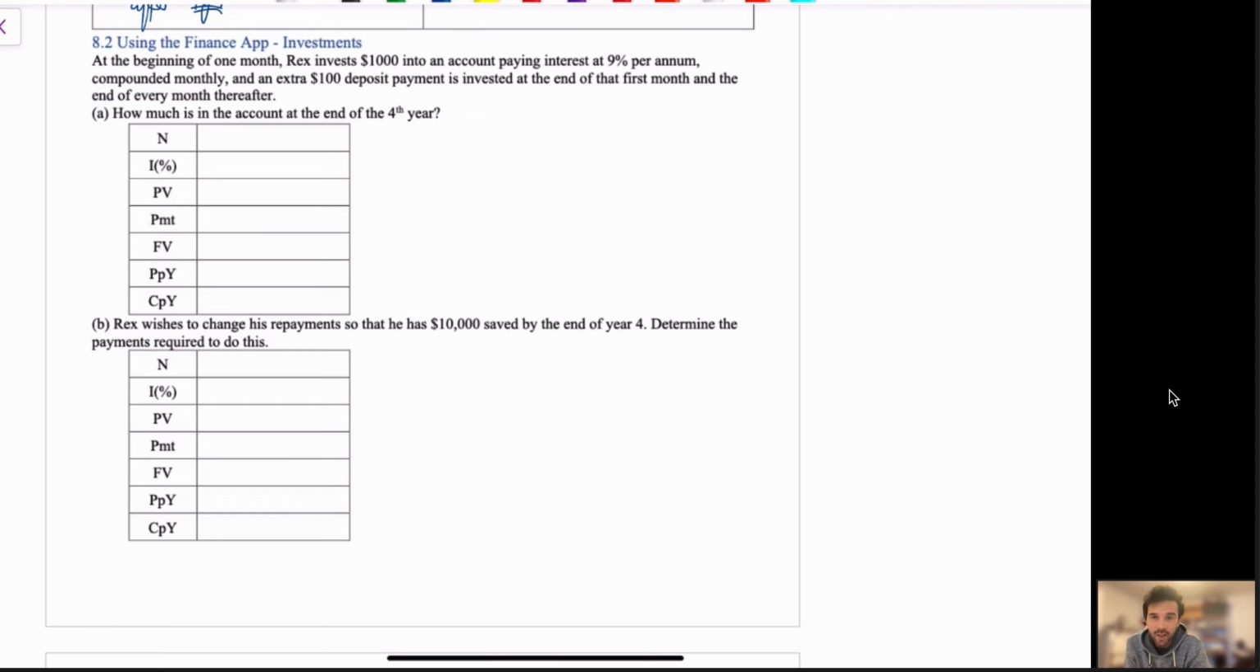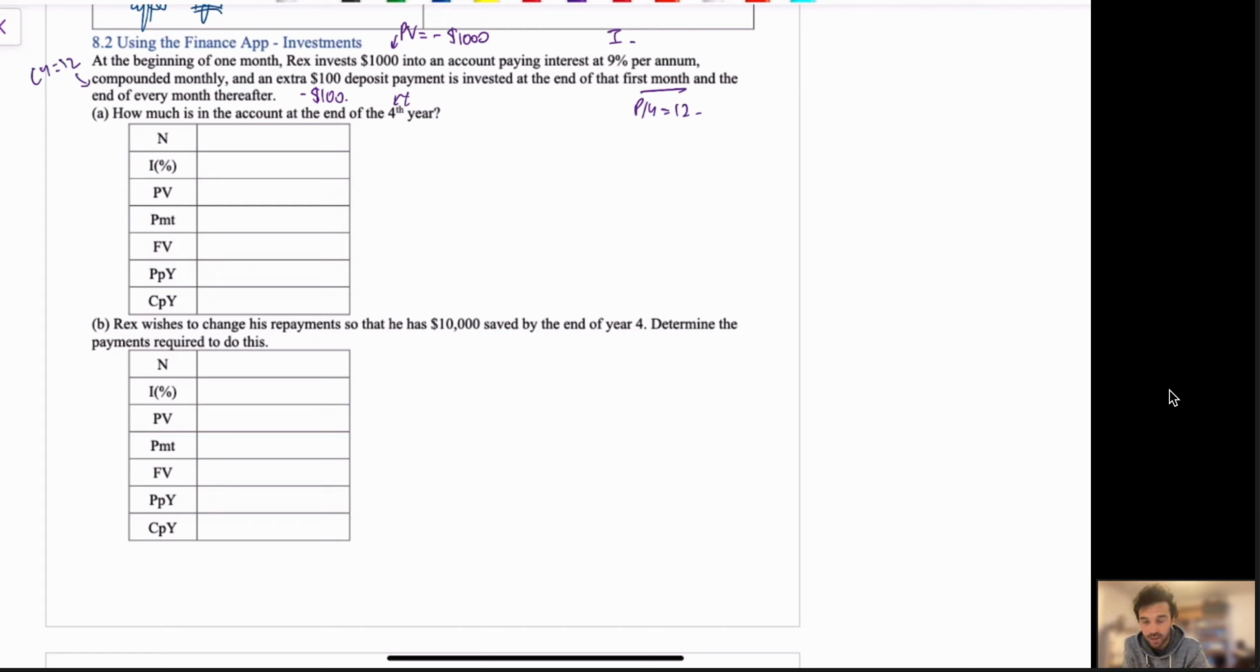Now, I like to go through these and just write letters. So 4th year, that's T. He invests, so this is a PV. Now in this case here, if it's investing, it'd be negative 1,000. It's coming out of his pocket into a balance. This is pretty simple. That's I. Extra $100 deposit payment at the end of every month. So that's negative because it's coming out of his pocket. And we can say it's monthly. So payments per year is also 12. Compounded monthly. So we've got CY is equal to 12.